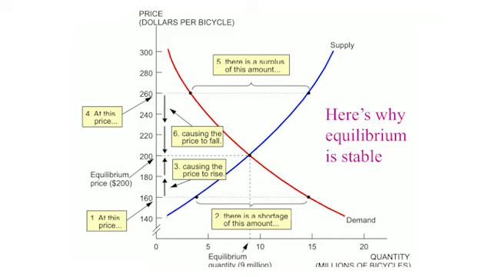The amount demanded, the quantity demanded at 160, is a lot more than the quantity supplied at that point. So the particular value that we have at supply at 160 is less than the demand. That represents a shortage. There's a shortage of bicycles at this point.